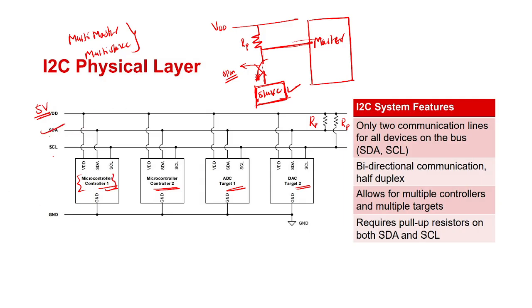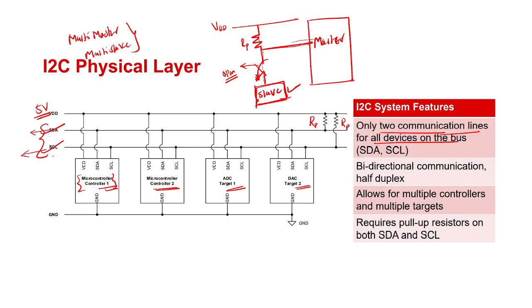One is a data line, SDA line. This is bidirectional, and SCL line. This is unidirectional. Master will send the clock to the slave, and it is connected to VDD supply voltage through the pull-up resistor. So that means any two communication lines for all devices will be communicated by only two lines. One is SDA and SCL, serial data line and serial clock line.